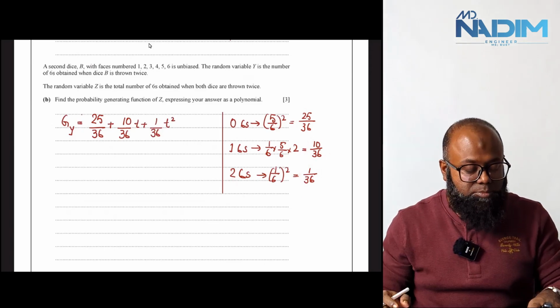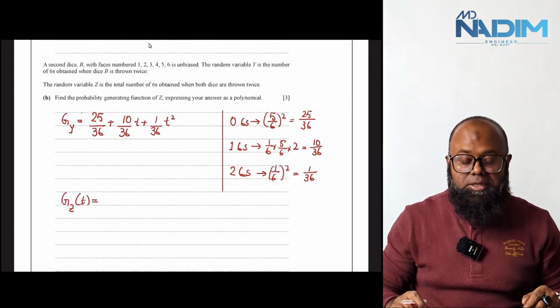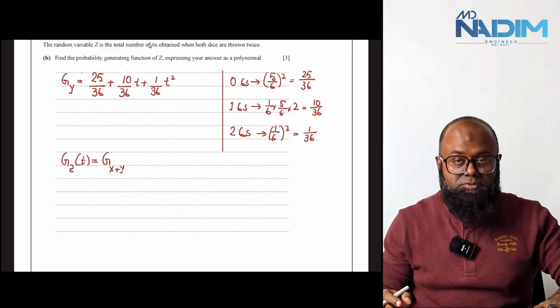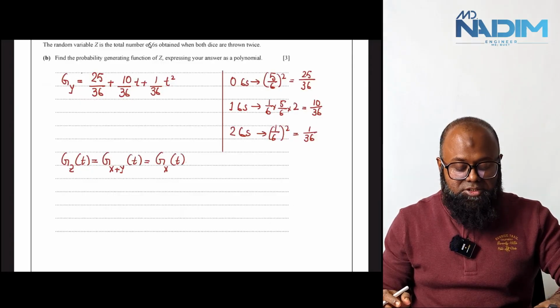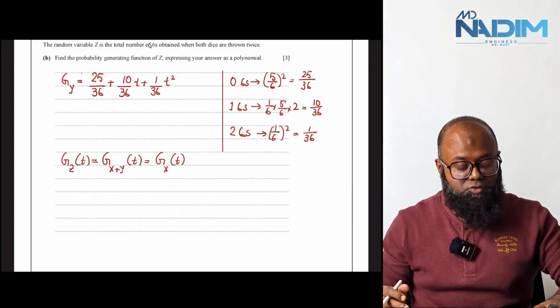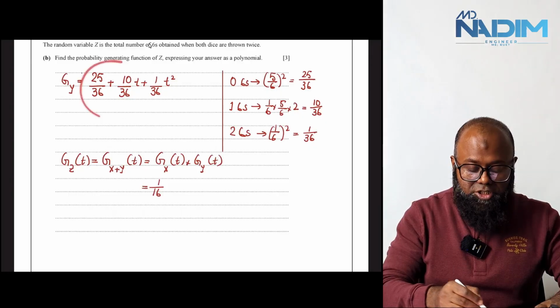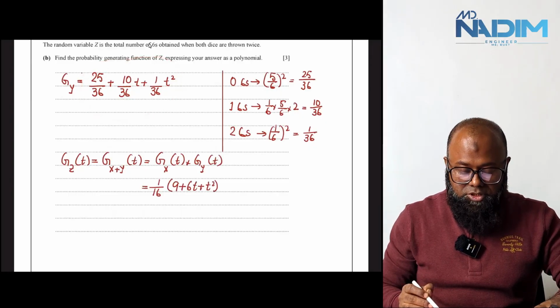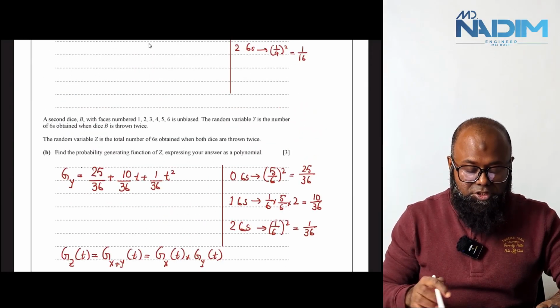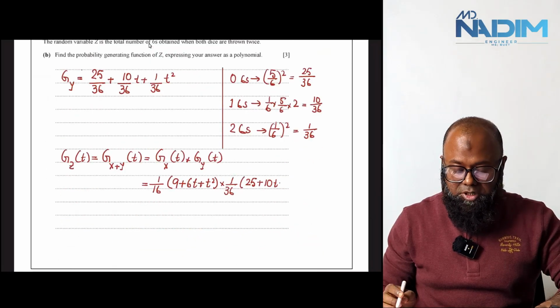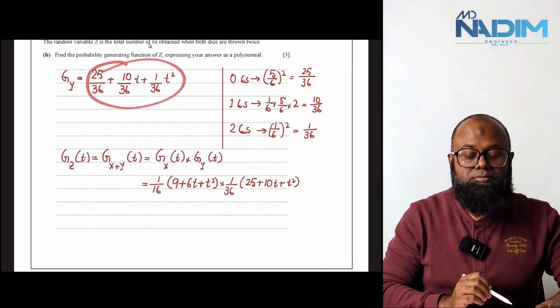Now we need to get the probability generating function of z. That means we have to apply the formula. What is the formula, guys? Generating function of x and generating function of y. We have to find the product of those two. Now put the expression here. This is the Gx from the first part of the sum and then the Gy from the next part of the sum, part b, this one.